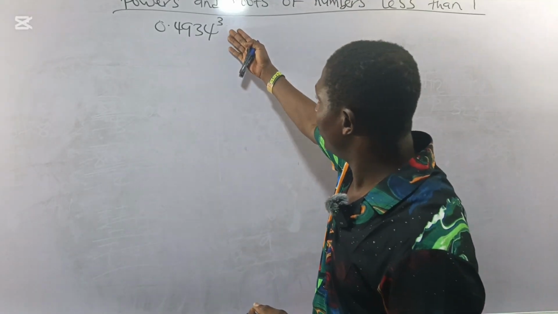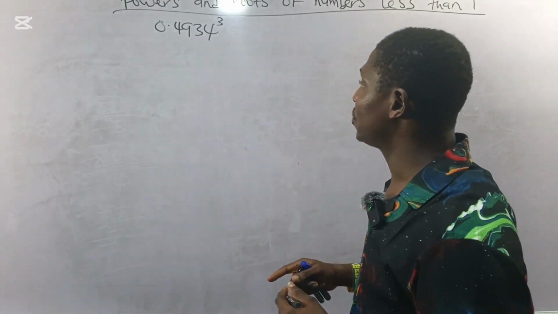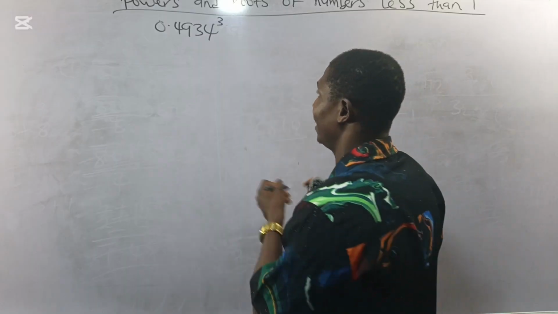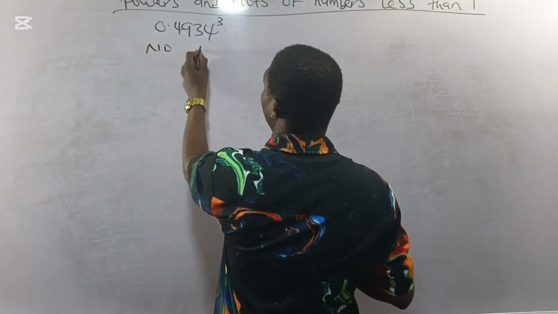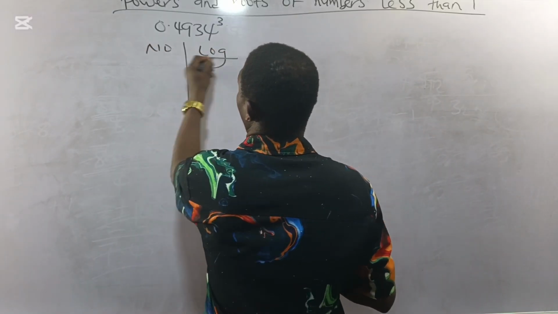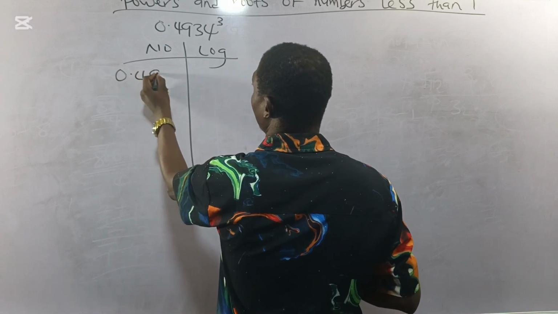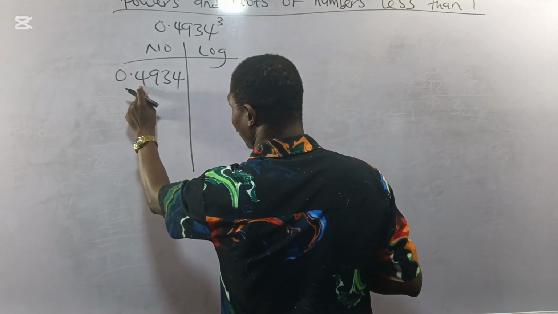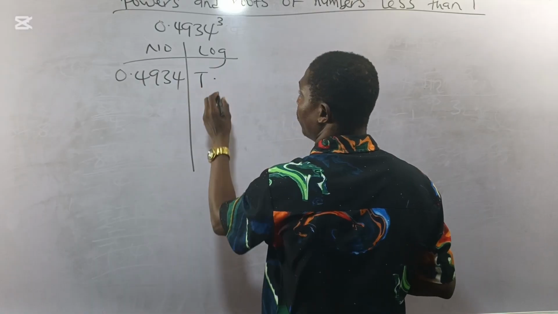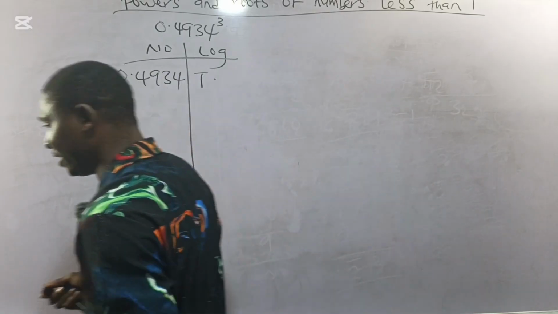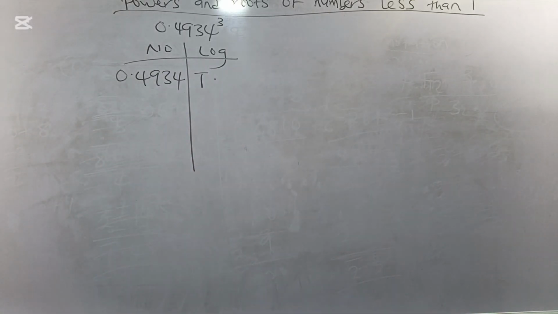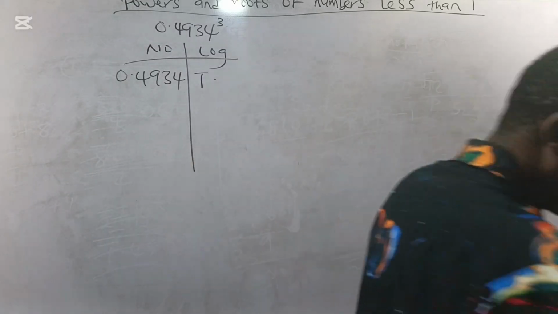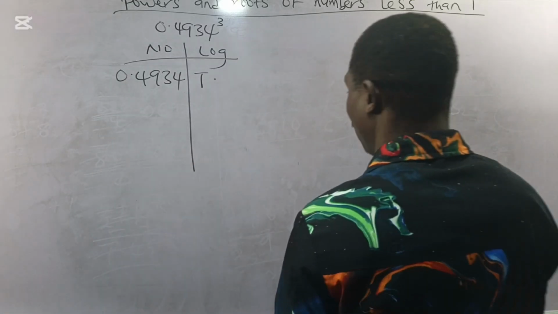So we are asked to evaluate this using the 4-figure table. How do we do this? The same process. We have our number, we have our log. This is 0.4934. Since I have 0 before the real number, I have bar 1 point. I'll check for 49 under 3 difference 4.